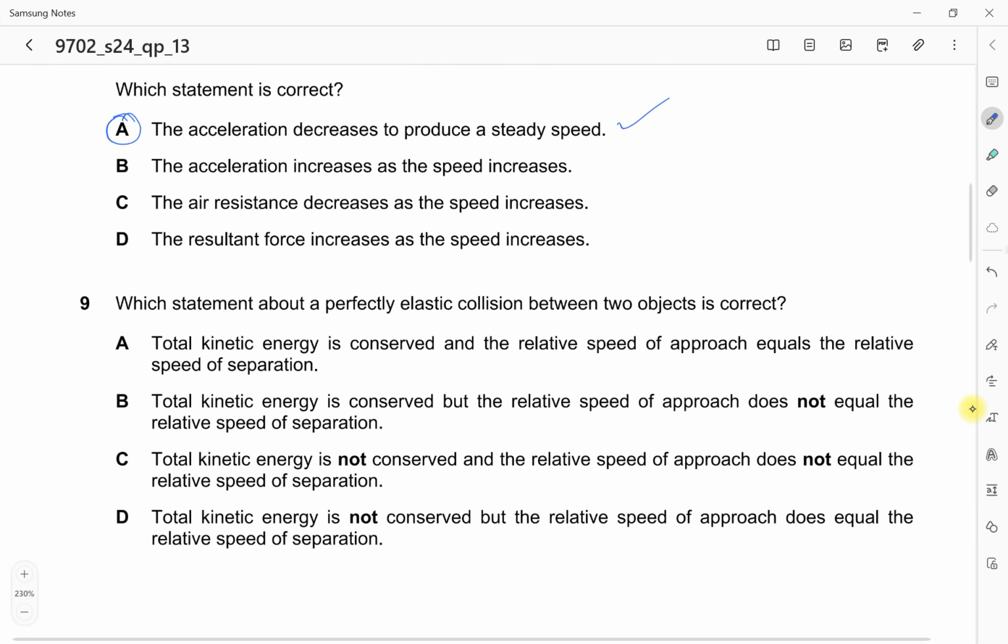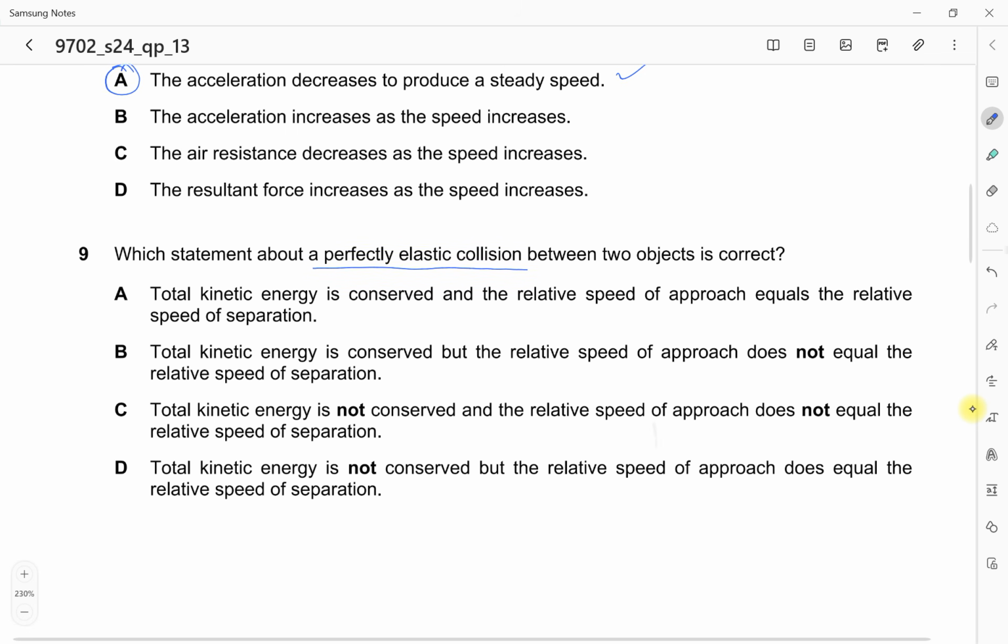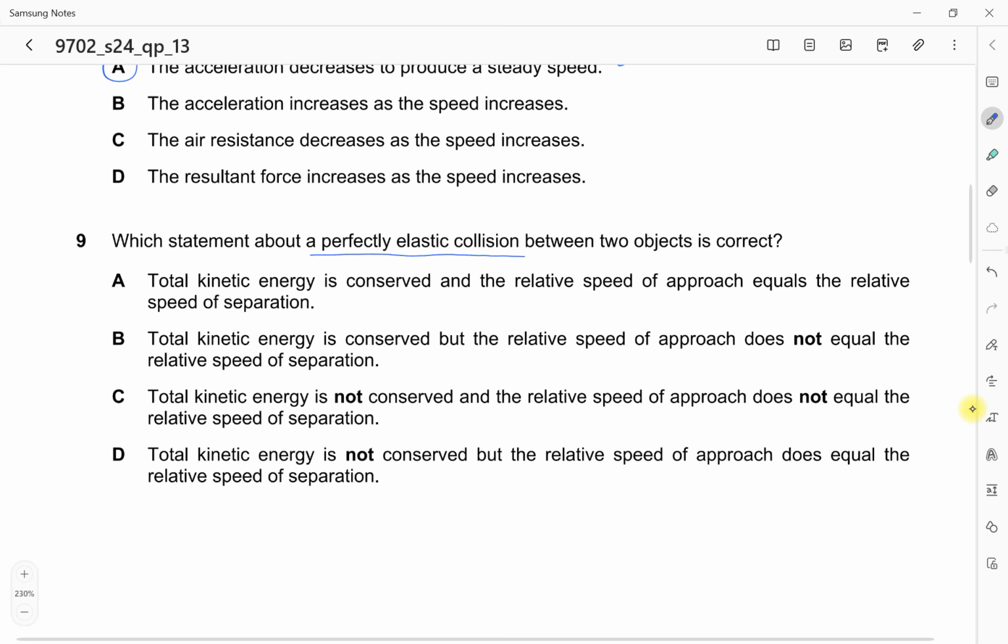Which statement about a perfectly elastic collision between two objects is correct? Perfectly elastic. Of course, for both collisions, whether elastic or inelastic, momentum is always conserved. But for elastic, kinetic energy is also conserved. So we have to look for an answer which has kinetic energy being conserved. The relative speed of approach equals the relative speed of separation. So the answer is A.